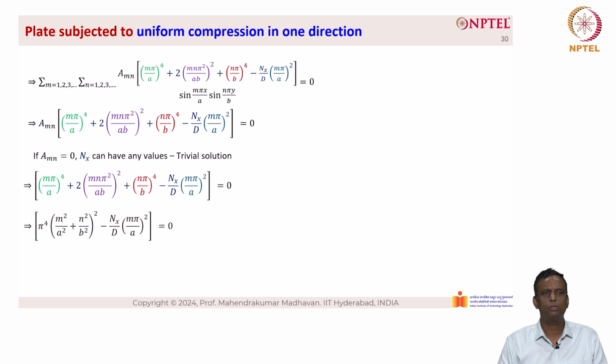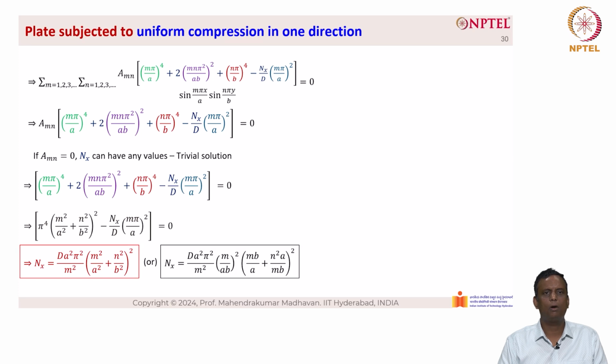This is because we know that a square plus 2ab plus b square equal to (a plus b) the whole square. So we are using that identity here. Here a equal to (m pi by a) the whole square and b equal to (n pi by b) the whole square. So here we get Nx equal to D into a square pi square by m square into (m square by a square plus n square by b square) the whole square. Or we can also write this as Nx equal to D a square into pi square divided by m square into (m by ab) the whole square into (mb by a plus n square a by mb) the whole square.